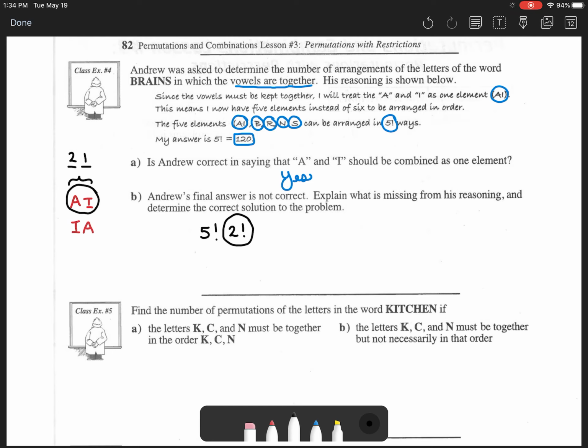So the first number refers to the total number of things you are ordering. The second number refers to the number of ways the things that are stuck together can be arranged. So he's correct in his 120, that's the 5 factorial, but now you have to multiply that by 2 factorial, which is 2. So there are actually 240 ways, okay? So that's the piece he's missing out on. He only had half of the number of ways to order those letters.